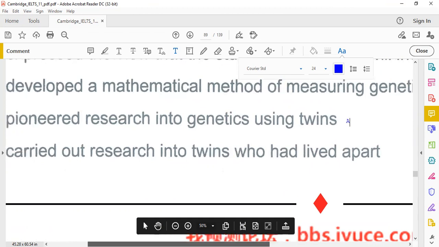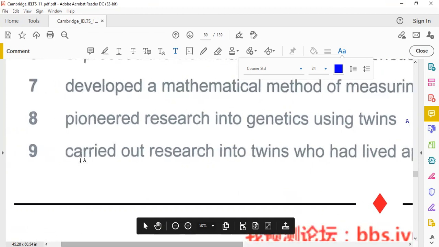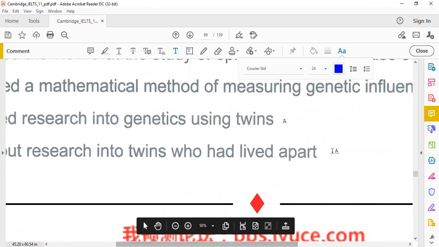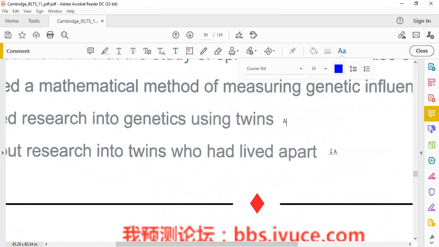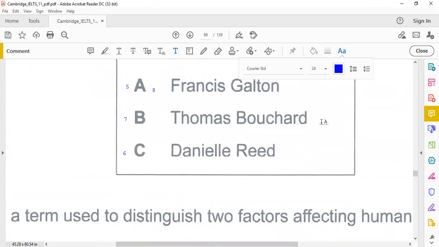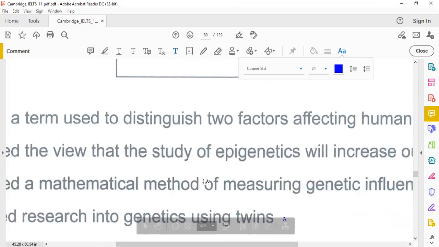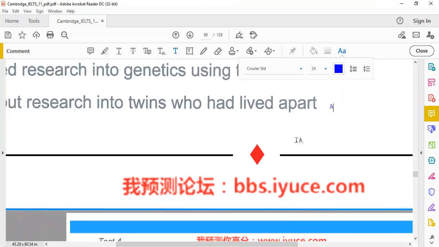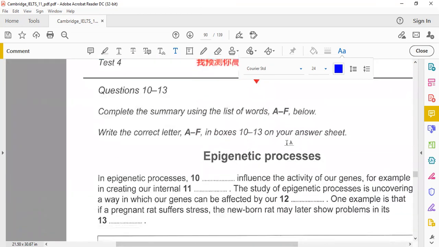Then we have the last statement in this section: carried out research into twins who had lived apart. So who did this? Again, this is Francis Galton. So answer 9 also goes to this. So we have completed 9 questions and there are still more.